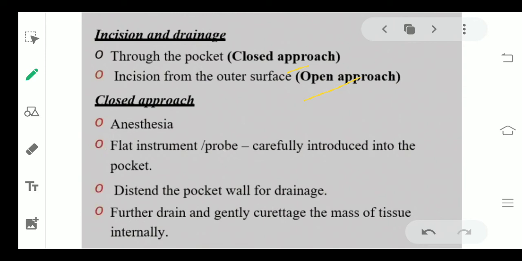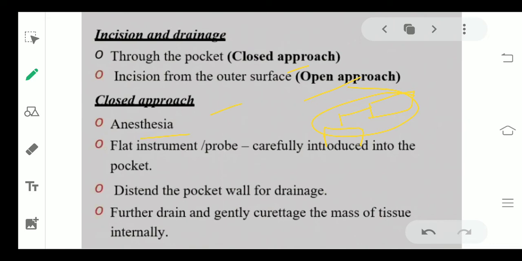In closed approach, what we do is, we will take a probe. You know what a probe is, we have already discussed it. You will take a probe and you will directly put it inside the pocket region. As soon as you put it inside the pocket region, you will try to do the drainage through this probe only. You will try to drain out every bit of pus which is accumulated inside. This is your closed approach.